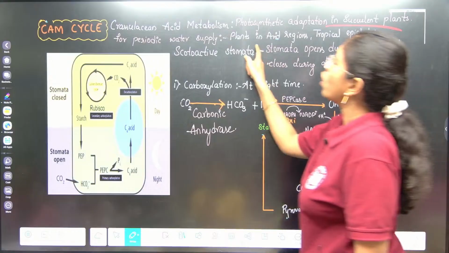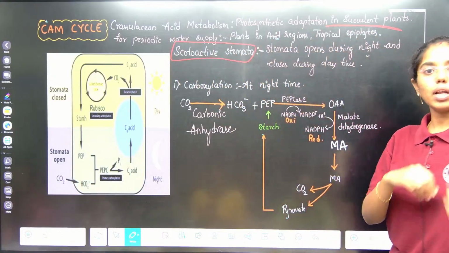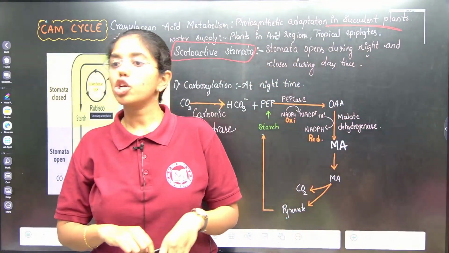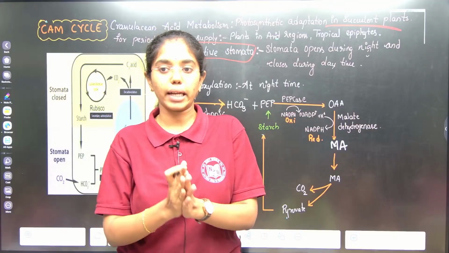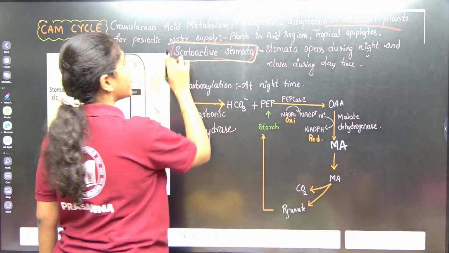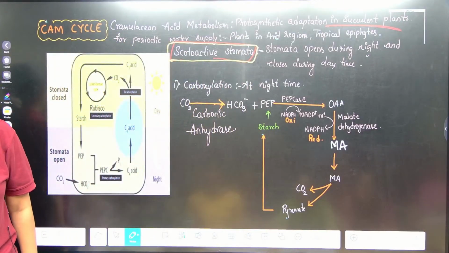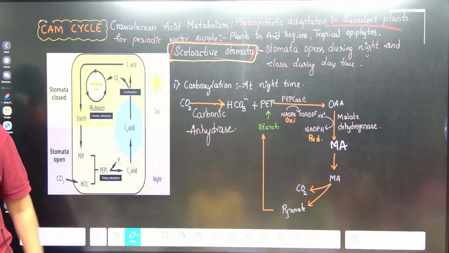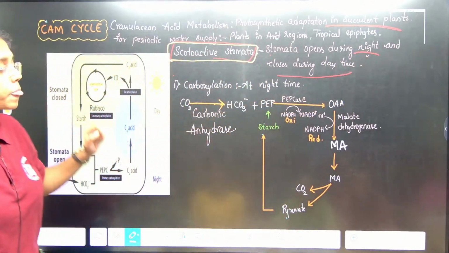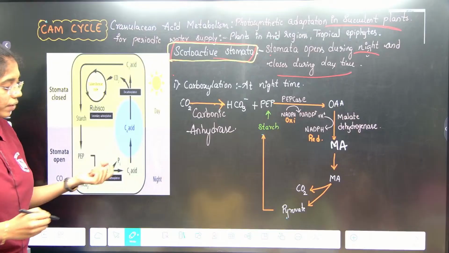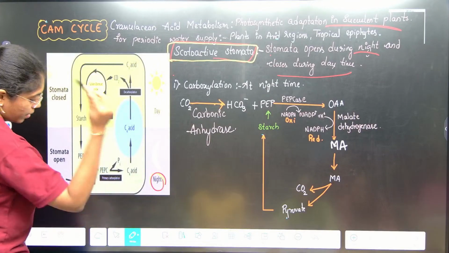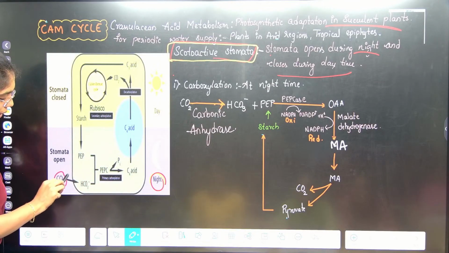That is, they have scotoactive stomata. Usually in all the plants, C3 plants or C4 plants, they will be having photoactive stomata, stomata which open during daytime and close during night time. Scotoactive stomata open during night time, close during daytime, to escape the heat, to escape the evaporation of water molecules as well. This is scotoactive stomata. Stomata open during night and close during daytime. First step, that is carboxylation, that is fixation of carbon dioxide, occurs during night time itself. Okay, carbon dioxide stomatal opening happens during night time.